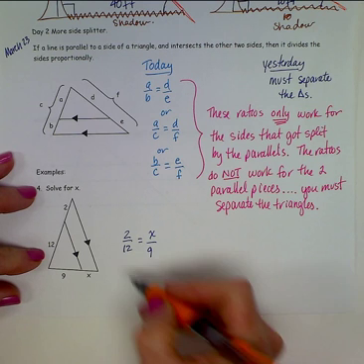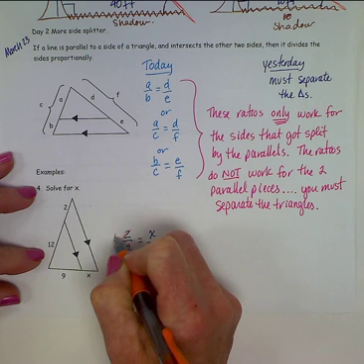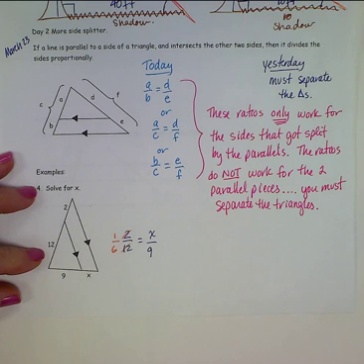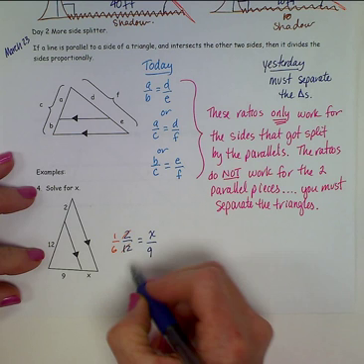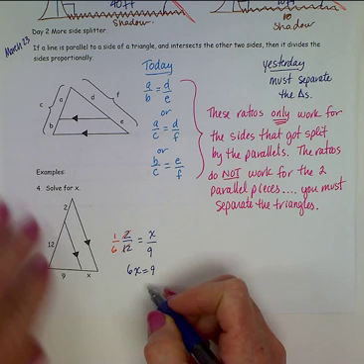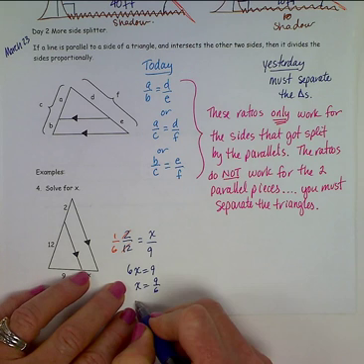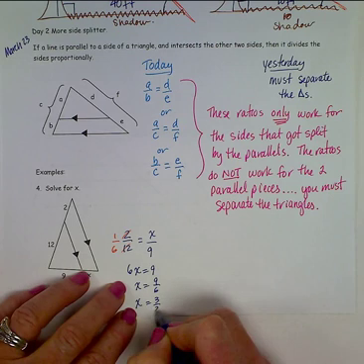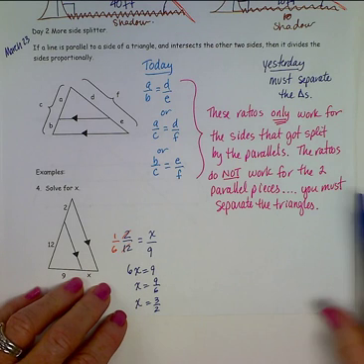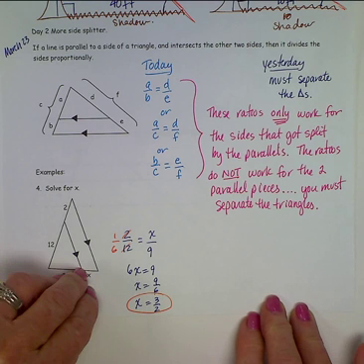Simplify, 2 over 12 simplifies down to be 1 over 6. Cross multiply here, 6x equals 9. Divide out that 6, simplify that fraction, and x is 3/2. And we were solving for x, so that's it right there. X is 3/2.